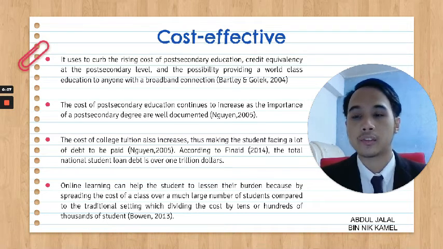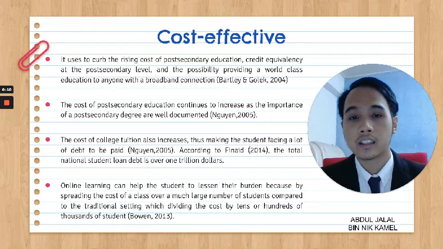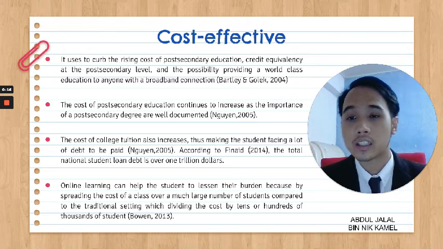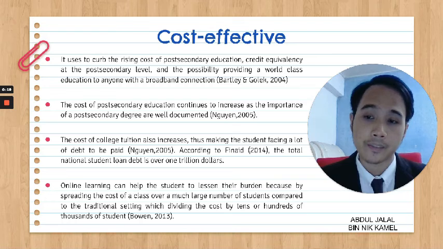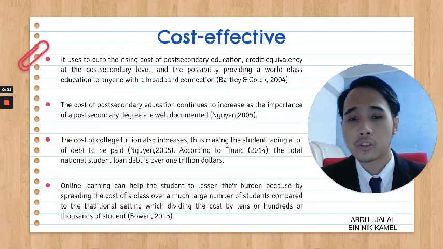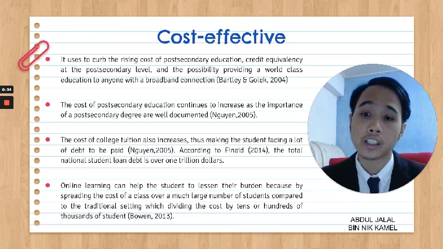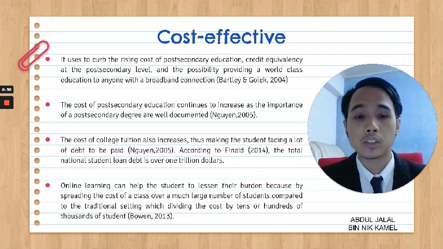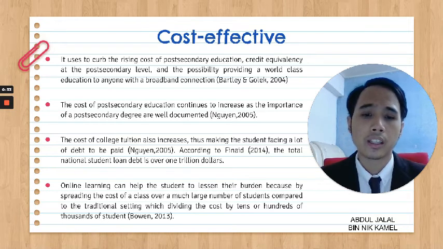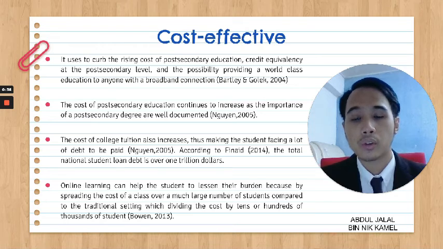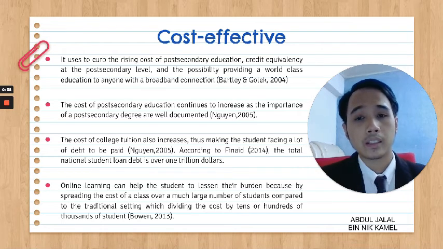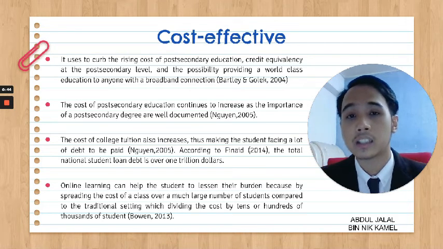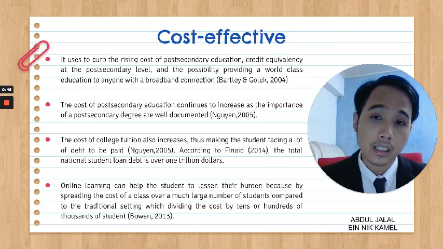Online learning is cost effective. Broadband connection can provide a world-class education to anyone, and it can also curb the rising cost of post-secondary education. The cost of post-secondary education continues to increase as the importance of a post-secondary degree is well documented. The cost of college tuition has also increased, making students face a lot of debt to be paid. According to finance, the total national student loan debt is over $1 trillion. As we know nowadays, PTPTN is a scholarship, but if we fail to pay it, it will burden us because it will be a debt for us.